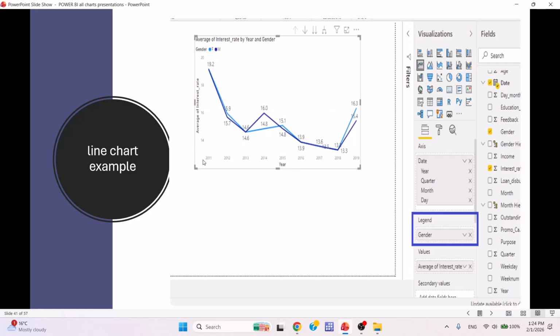When you look at 2011, it is at the highest level, and in 2018 it is the lowest, and again it is showing an increasing trend. So basically, the line chart is used to show the trend of any particular variable over a period of time.